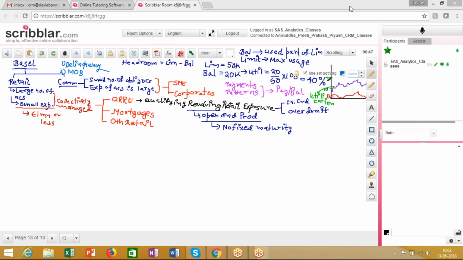Now we'll talk about month on books and delinquency, and we'll see how these are important variables in developing Basel models going forward. Talking about the first important thing, delinquency: what is delinquency? Delinquency is the act of missing a given installment payment. Delinquency of an account arises when the account has missed the payment of an installment.